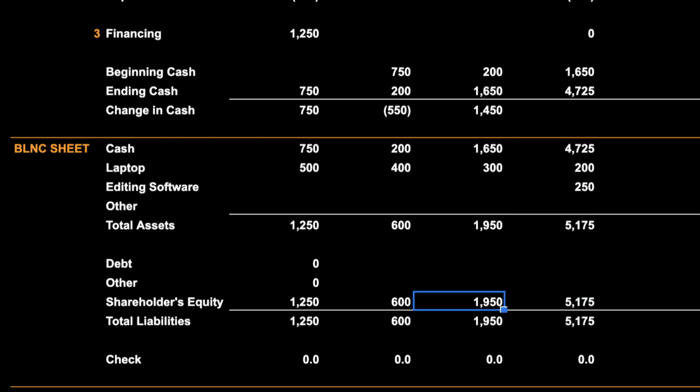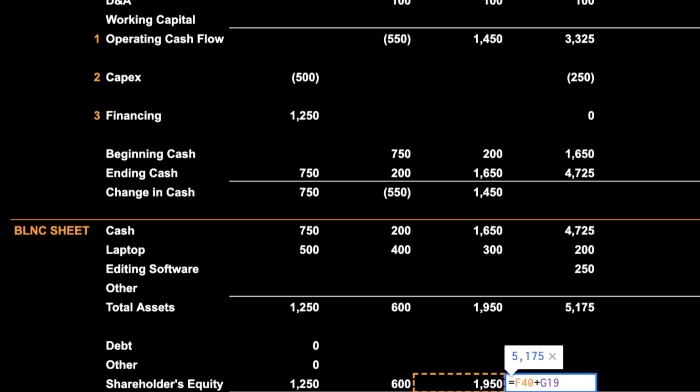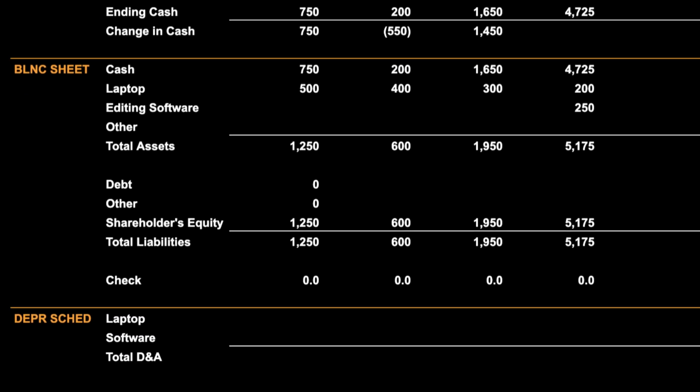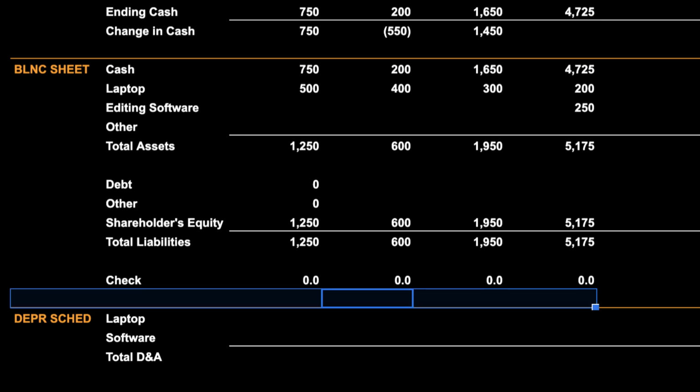And again, let's take our previous year's shareholder equity and add up our net income from year 3. And you can see that the balance sheet balances again. By the way, I made a little depreciation schedule down here, but we don't really need it, so I'm just going to get rid of it.